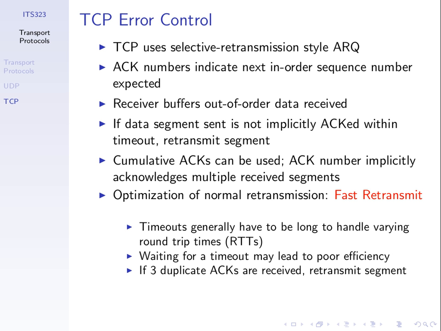More efficient, but with selective reject, it's more complex at the receiver because we need to store some segments in the memory, in a buffer. So there were two variants, go back N and selective reject or selective retransmission. TCP uses selective retransmission. We send multiple segments. If we lose one, we go back and retransmit that one.